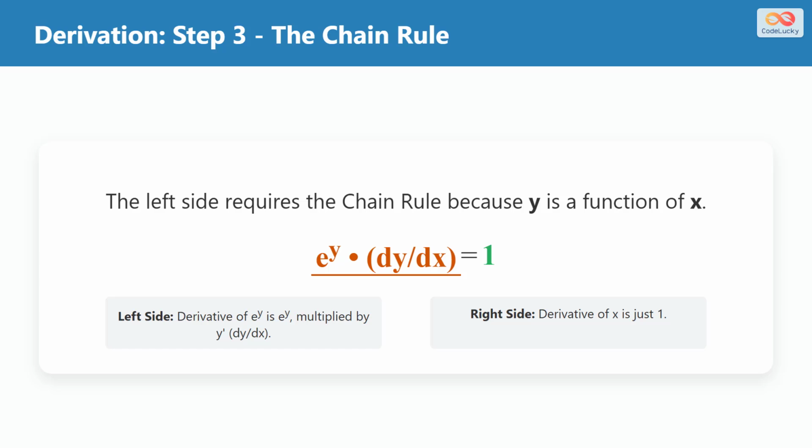Here is the tricky part. On the left side, since y is a function of x, we must use the chain rule. The derivative of e to the y is e to the y, multiplied by the derivative of the inside, which is dy/dx. On the right side, the derivative of x is simply 1.